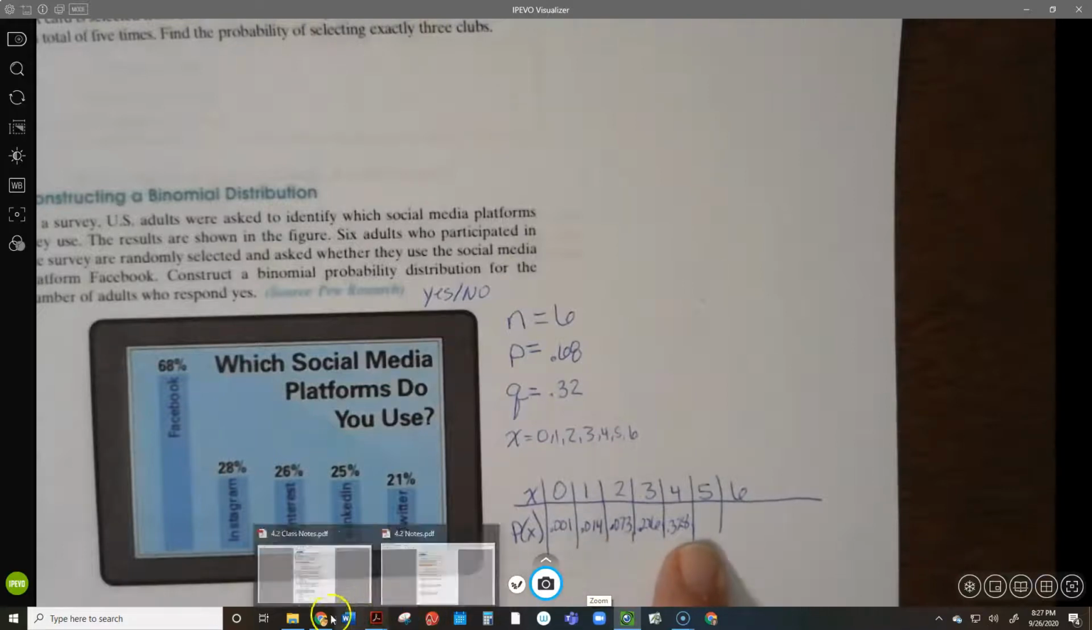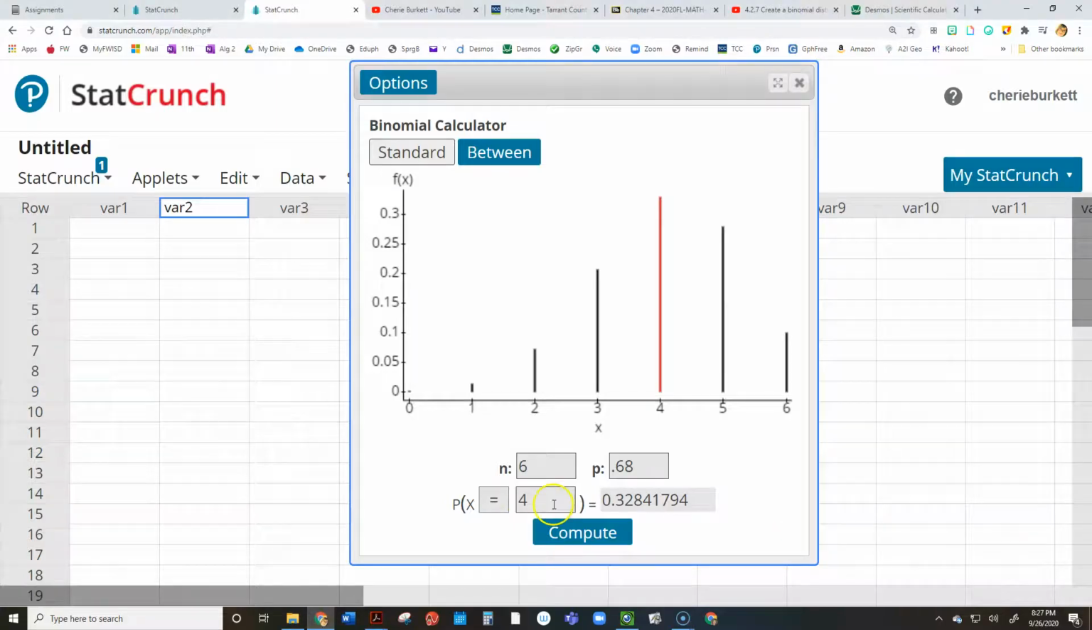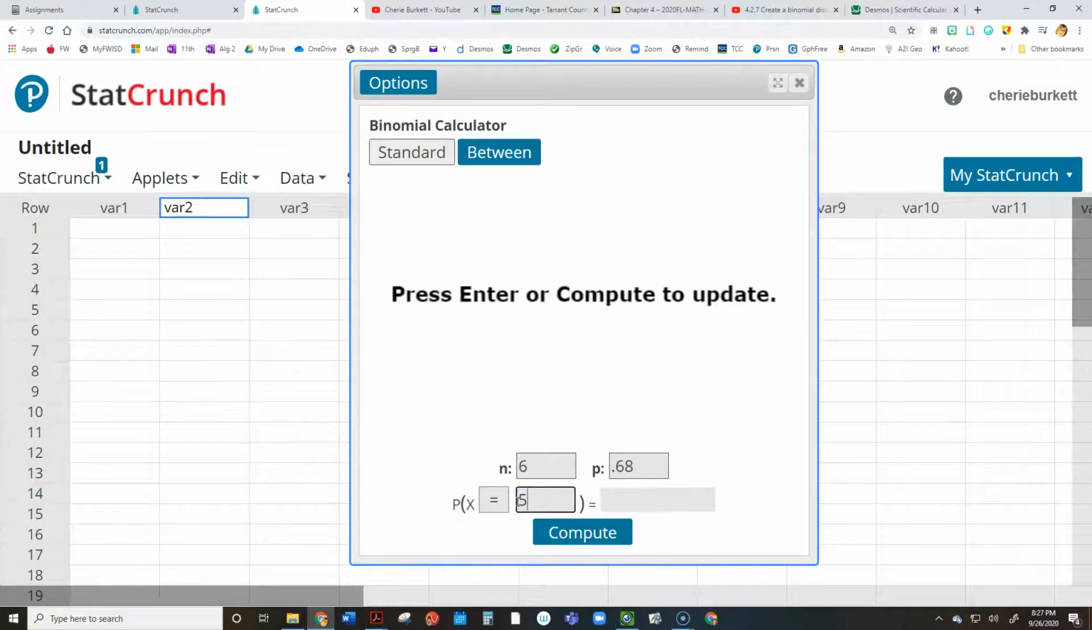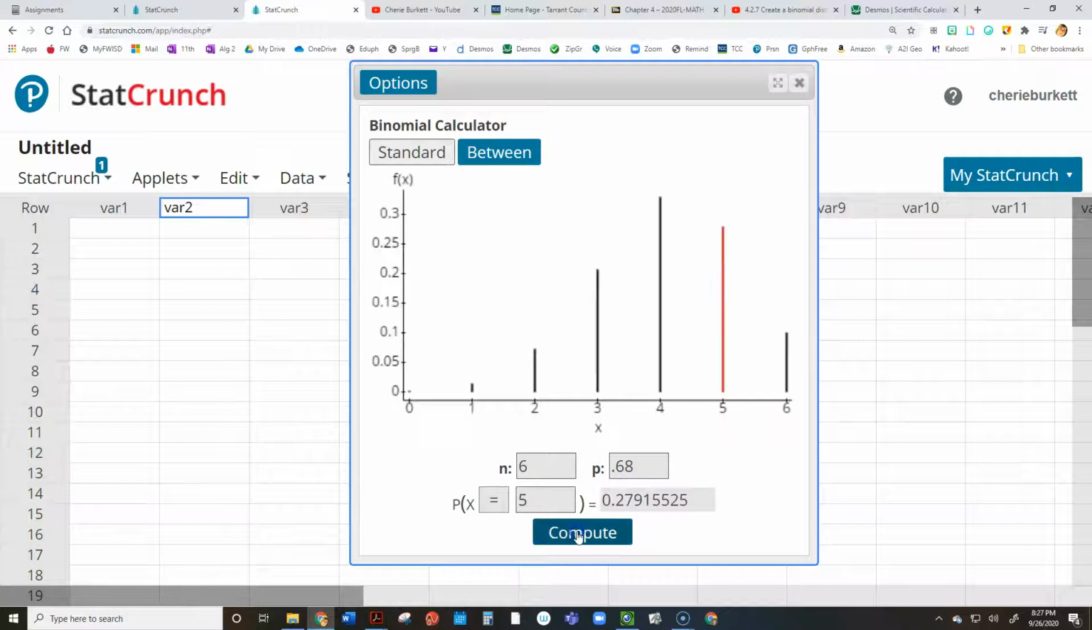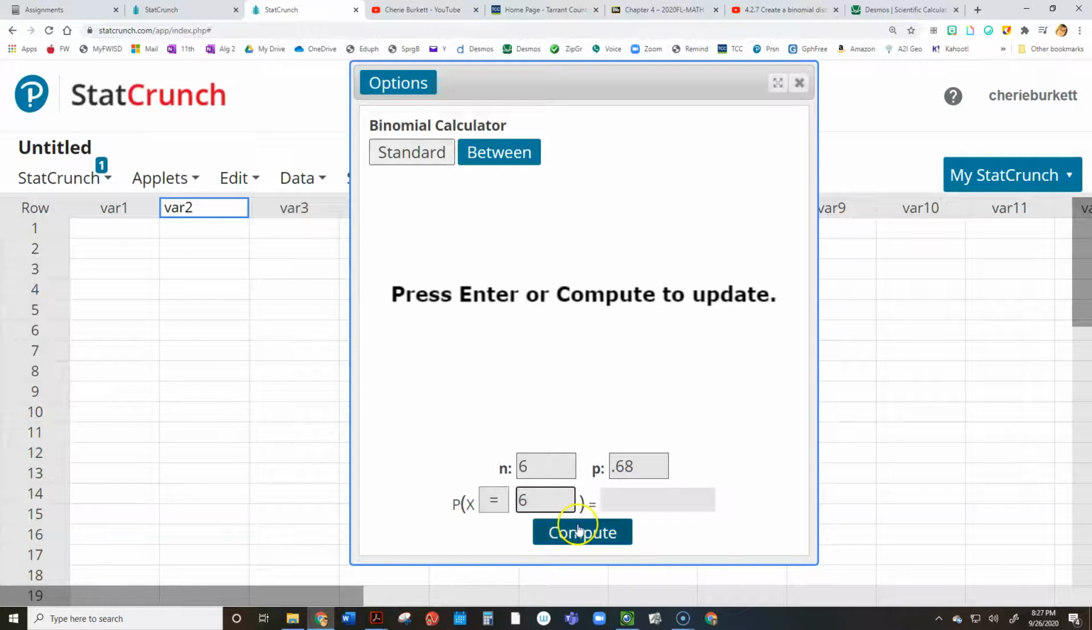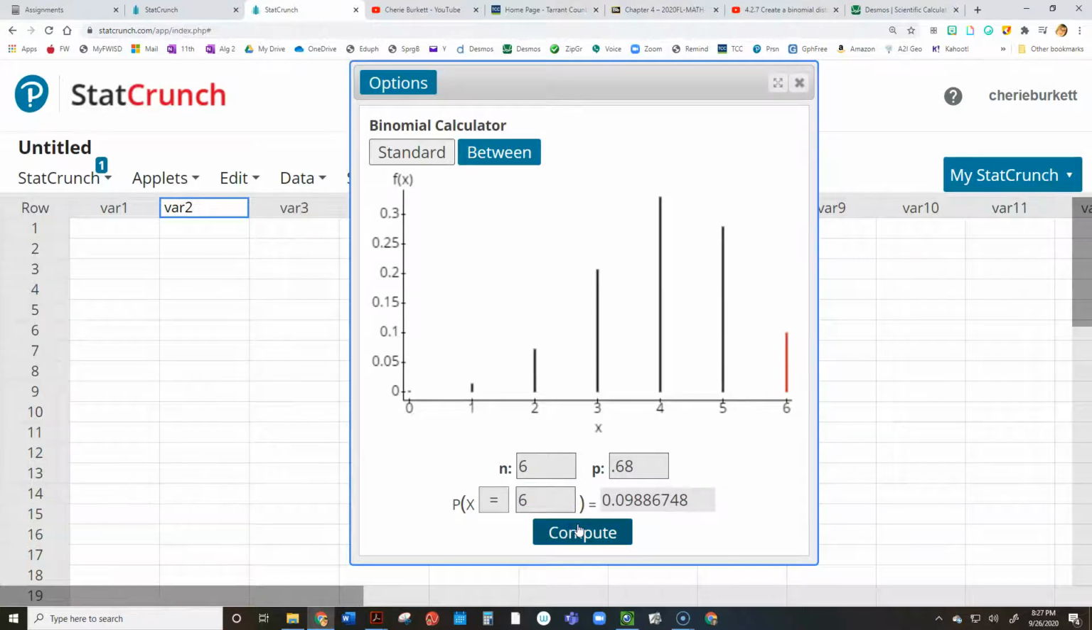And then for 5 people who said yes, they use Facebook, that's 0.279. And then 6 people said they use Facebook. That's 0.099.